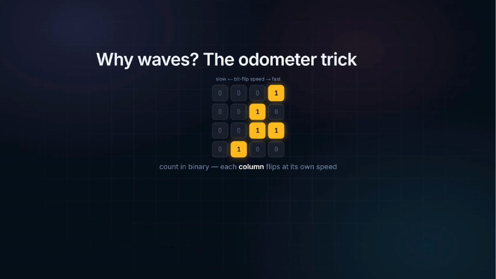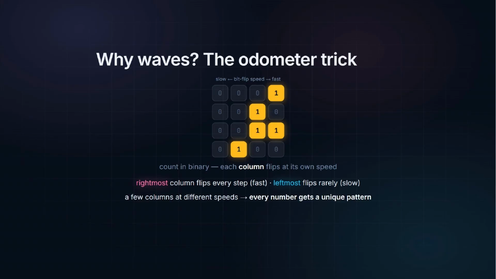Why waves at different frequencies specifically? Think of a car odometer or counting in binary. 0000, 0001, 0010, 0011. The rightmost digit flips on every single step, that's high frequency. The leftmost digit flips only rarely, low frequency. And that combination is powerful. Just a handful of digits, each ticking at a different speed, can count up to enormous numbers, with every number getting a unique pattern. Sinusoidal positional encoding is just the smooth, continuous version of that odometer. Fast waves and slow waves together hand every position its own unique code.